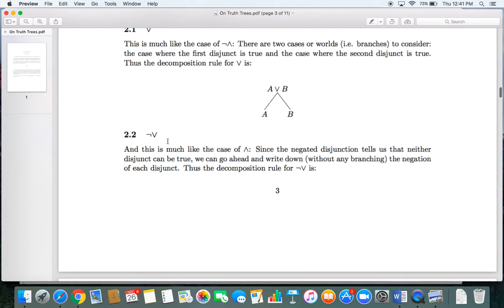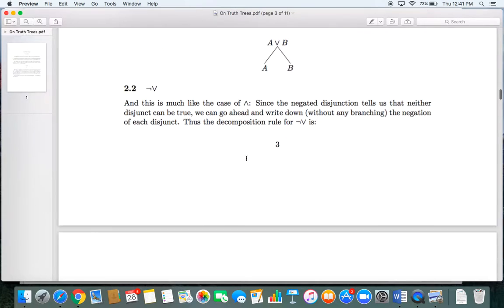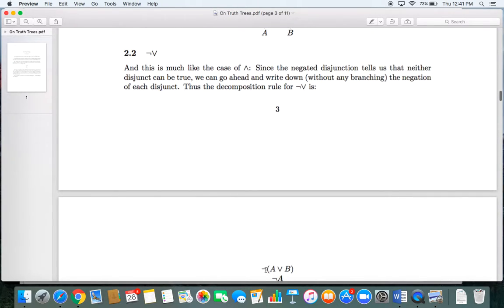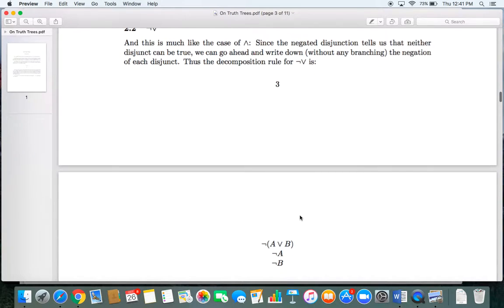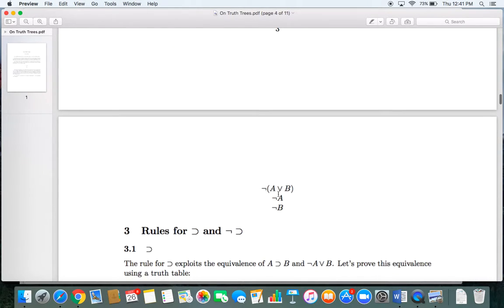The rule for the negated disjunction, if we have a sentence like this, not (A or B), that's a different story, because in that case we know that this disjunction can't be false unless both disjuncts are false. So we decompose this by writing not A and not B on the same line, much like the way we wrote A and B on the same line when decomposing A and B.